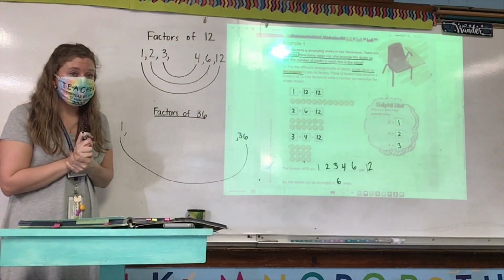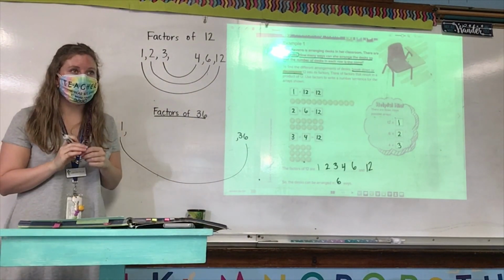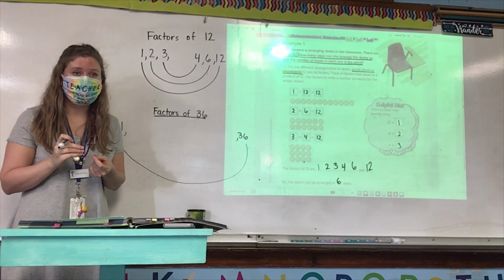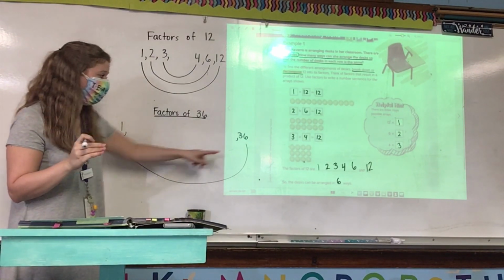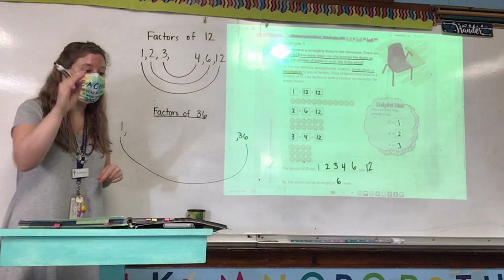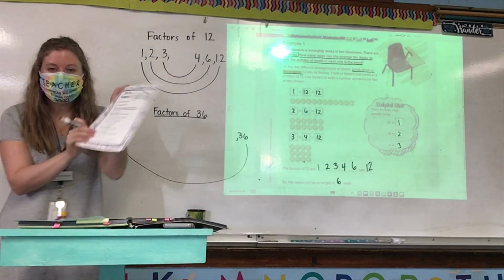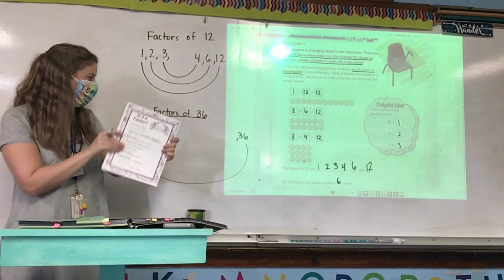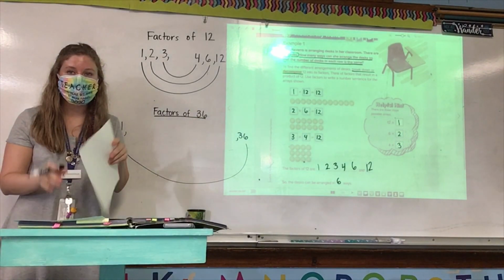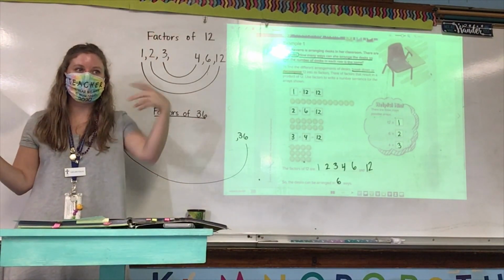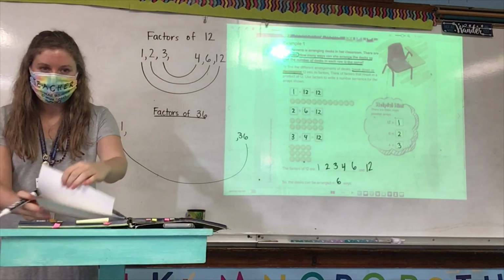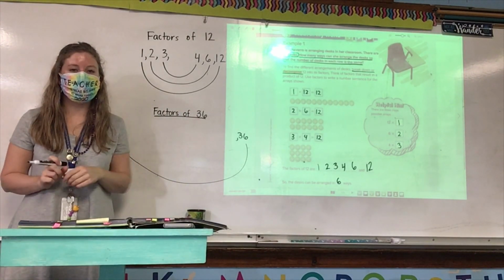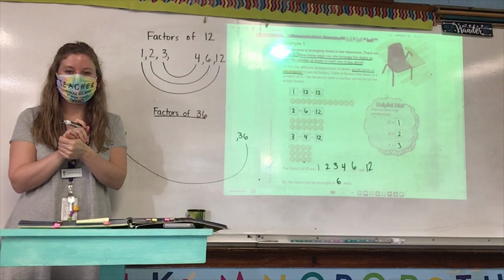Now 2. Well, I have to think, is there anything I can multiply 2 by? Well, I know 2 times 12 is 24, and this is bigger. But that's where this sheet comes in, because is 2 a factor? Well, is the number even? Is 36 even or odd? Class. Even.